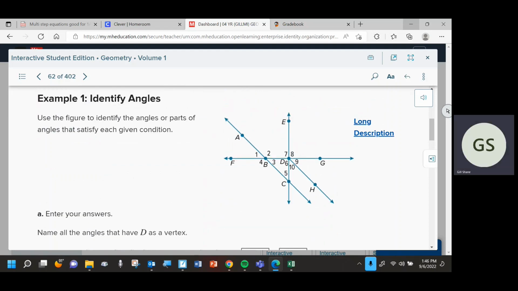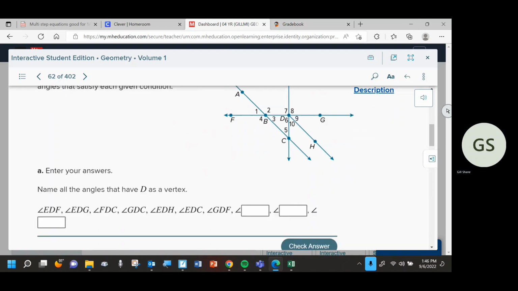I'm probably going to regret this, but I'm going to skip over some of the stuff and get to some of the harder questions. I am going to point out the next one. Give me one answer. What's another one that has D as a vertex? It's not one that they already listed. CDF, I definitely don't see that listed.